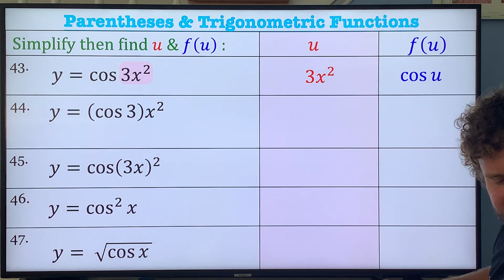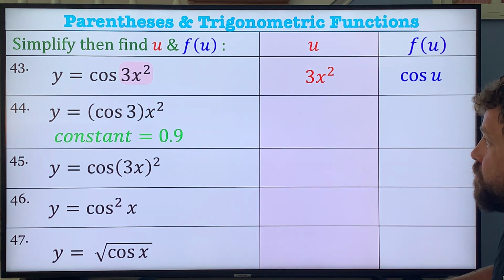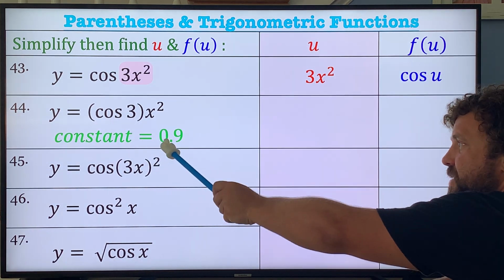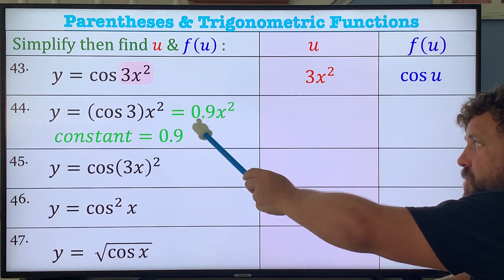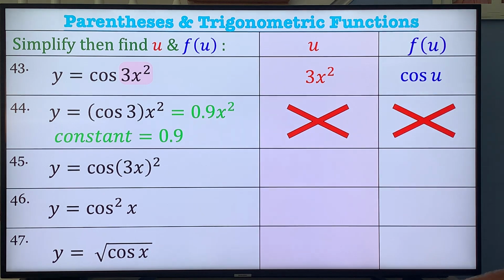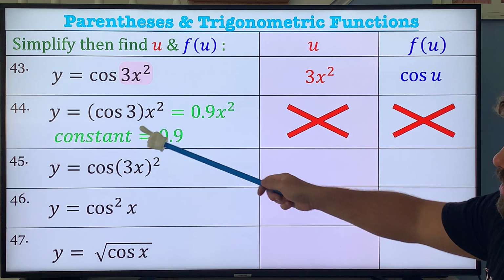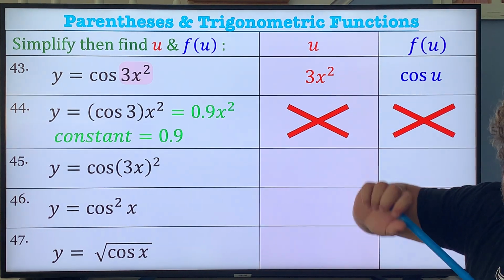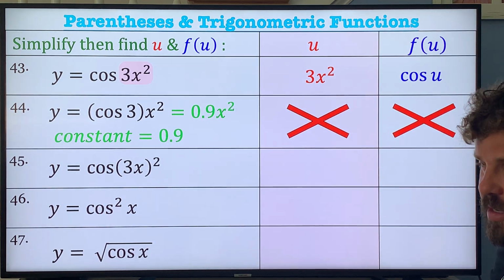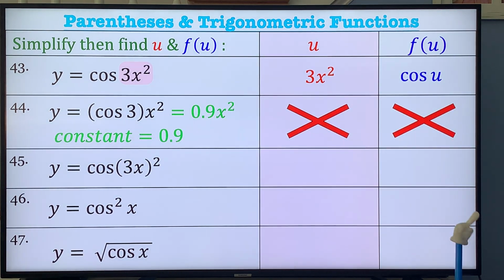Problem 44 gets about, I'd say, 85% of students get it wrong. Are you one of those students? What's my u? Well, cosine 3 is a constant. It actually equals 0.9. So the answer here is 0.9x squared. So what's my u? There is no u. There is no f of u. The answer to this would just be 1.8x. See? Told you. If there's no variable inside the trig function, you don't need to use these rules.